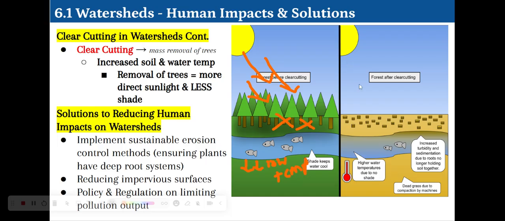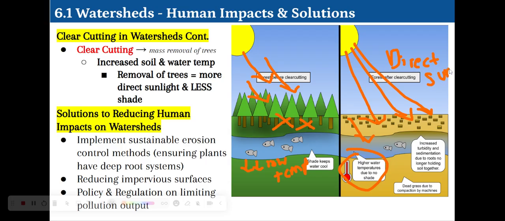But when you have no trees or less trees, the sun is going to directly hit the soil and the water, causing higher temperatures because we have no shade, and we have direct sunlight hitting that area. And again, all life on Earth has this ecological tolerance, a range that they can withstand, and when they no longer are within that range, they start to experience stress.